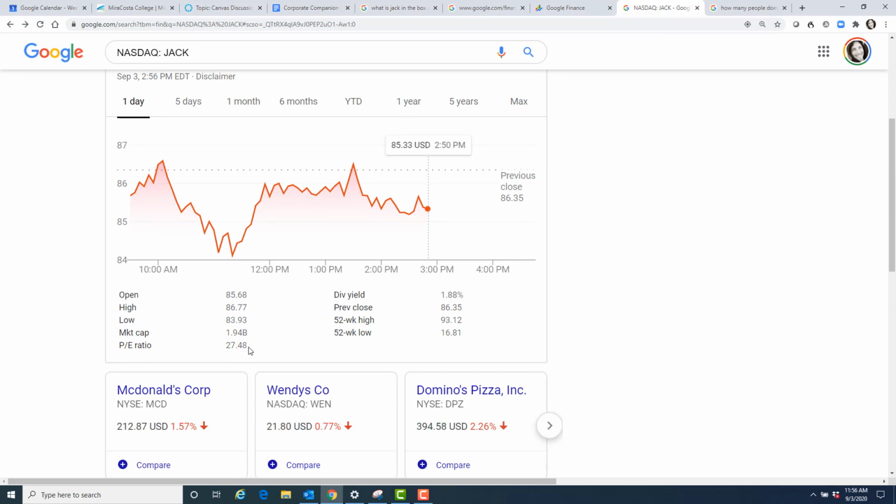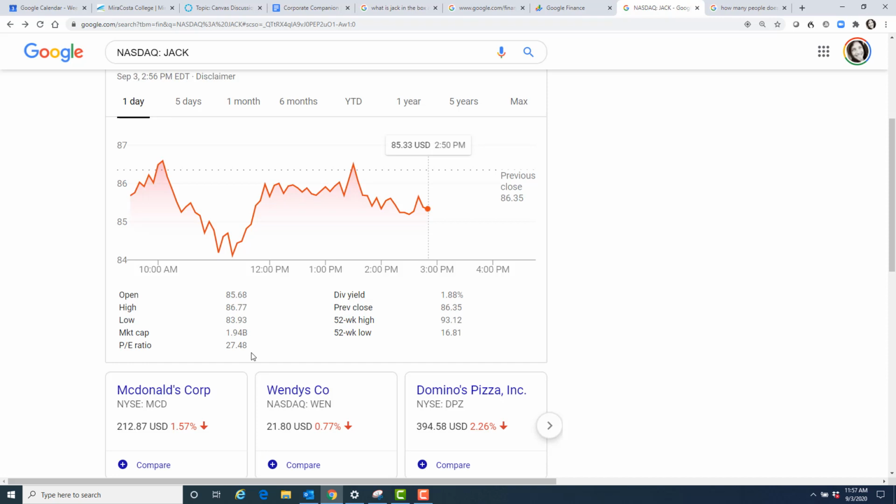It's 27.48. What the PE ratio essentially tells you is for every dollar of actual earnings that the company makes, the stock price, in this case at Jack in the Box, is 27.48 times that earnings. So a high PE ratio tells us that investors are betting on that company and the stock price is going up as a result. So it means that people, the stock price is kind of inflated. How inflated is the stock price versus their earnings?